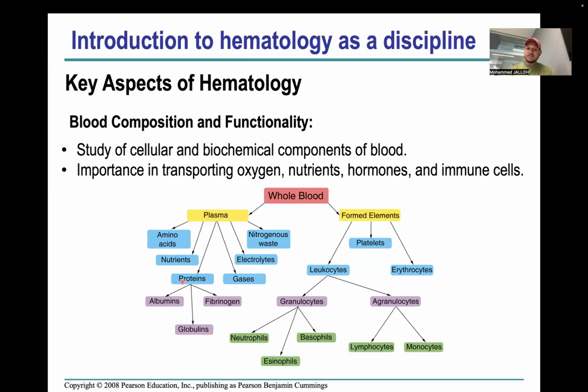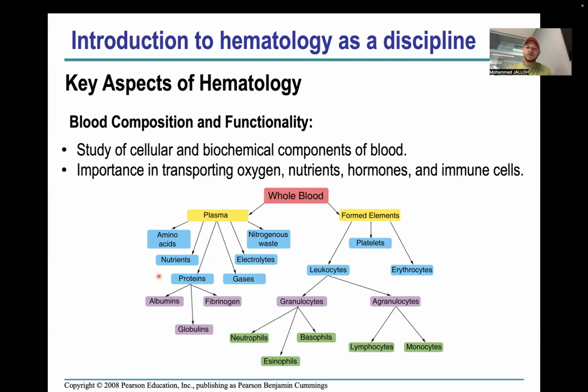So under this, we also have proteins. And under proteins, we have albumins, globulins, and fibrinogen. These are very, very important. As we go forward in this course, I'll tell you about the importance of these, especially fibrinogen. Fibrinogen is very essential when it comes to blood clotting. We'll discuss the mechanism of how fibrinogen functions in terms of blood clotting. We'll talk about that in the future.